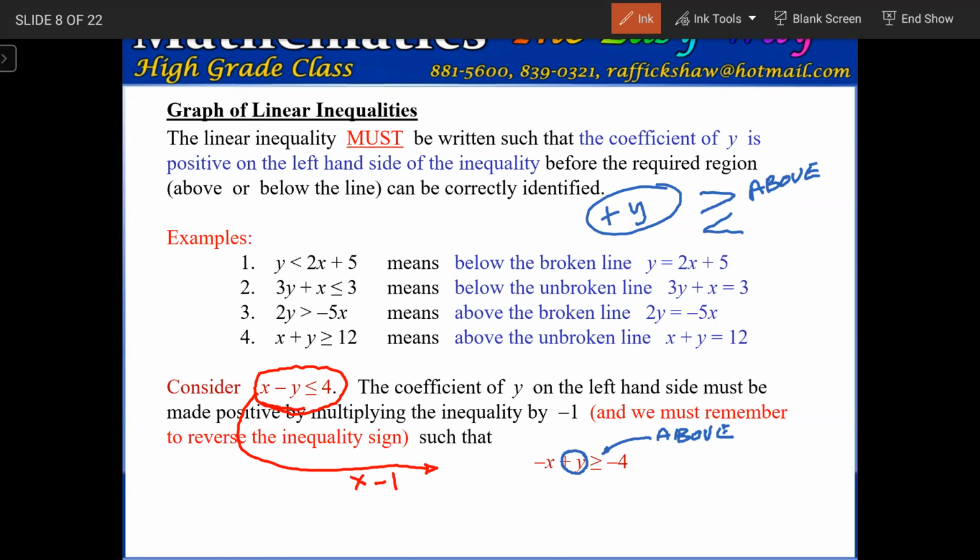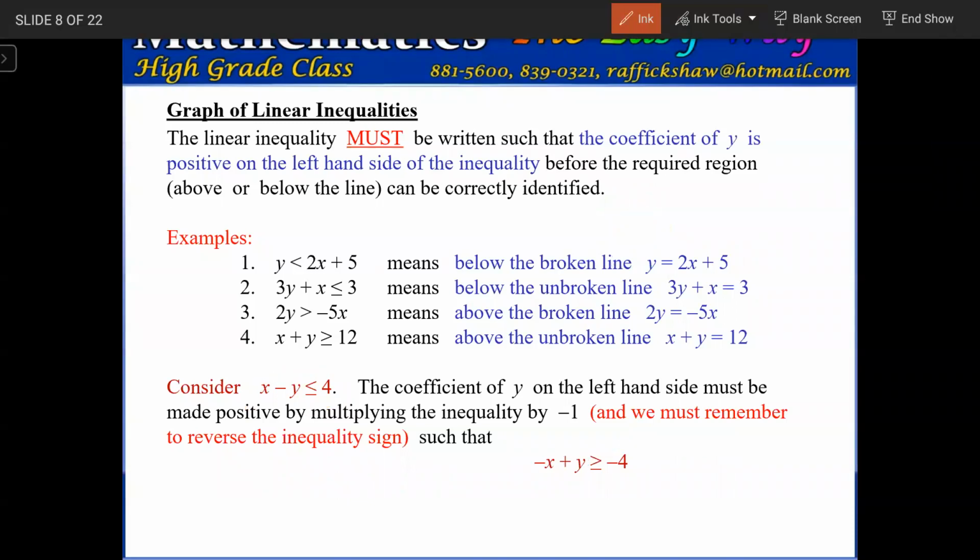Because if the y on the left side is negative, it doesn't mean above anymore. Same one, this one means below. Less than means below when you have a positive y value on the left side of the inequality. So if you look at the example down here, all of these are straightforward because the y value is positive. The less than means below, and a greater than means above. Those are straightforward because the y is positive on the left side.